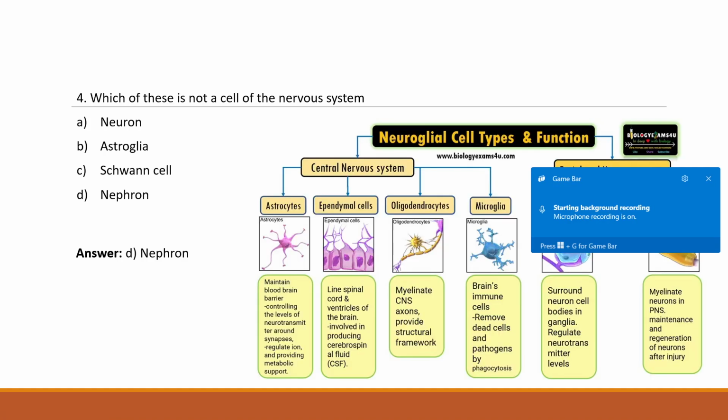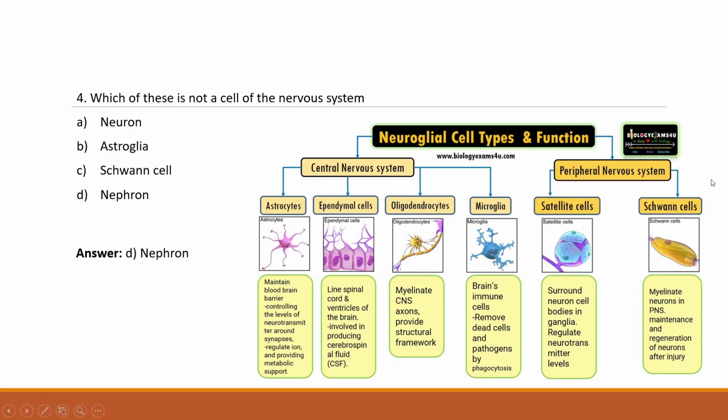So the answer is nephron. What I am trying to say here is, what are the different types of neuronal cells? Particularly we are seeing different neuroglial cell types and their functions. Because in the previous questions we got astroglia and microglia, we can see that the central nervous system and the peripheral nervous system are there. In the central nervous system you have astrocytes, ependymal cells and oligodendrocytes along with microglia. Whereas in the peripheral nervous system, you have satellite cells and Schwann cells.